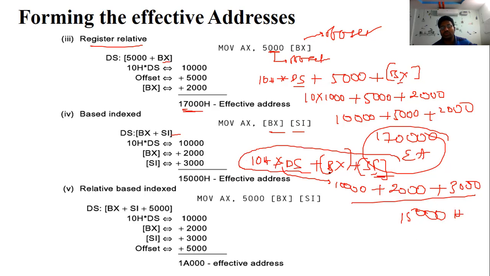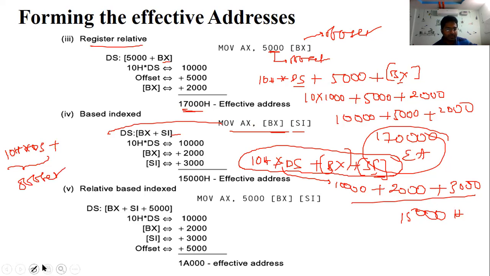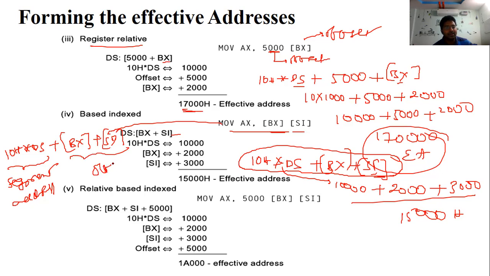If you know how to write this, it is very easy. It is 10H into DS plus the offset value. Sorry, this is the segment value. Microprocessor generates this segment address. Remember, you are not generating this segment. Plus BX plus SI. These are the offset address. If you know how to write that, it is very easy.